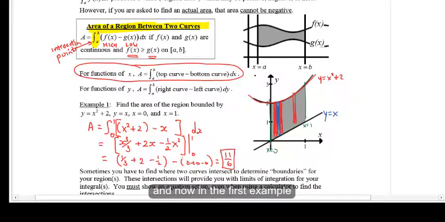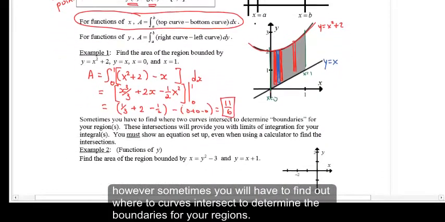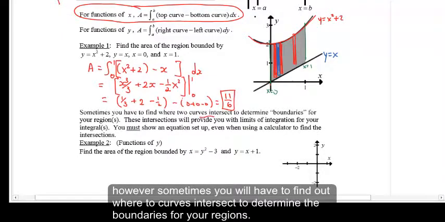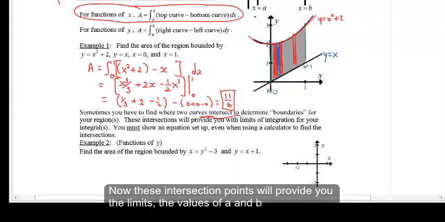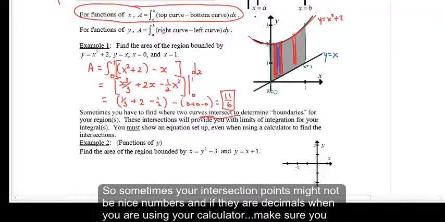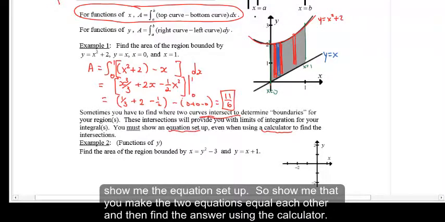Now, in our first example, we didn't have intersection points. However, sometimes you will have to find out where the two curves intersect to determine the boundaries for your regions. Now, these intersection points will provide you with the limits, the values of a to b. So sometimes your intersection points might not be nice numbers, and if they are decimals, when you're using a calculator, make sure you also show the equation setup. So show me that you've made the two equations equal each other, and then find the answer using the calculator.